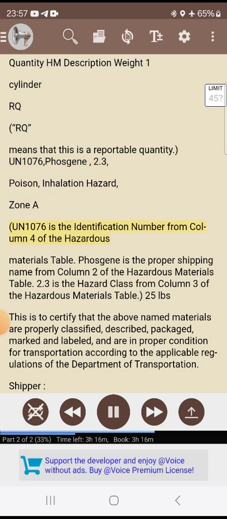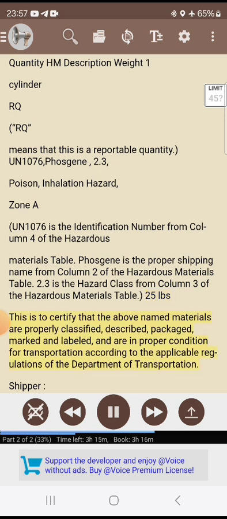UN 1076 is the identification number from column 4 of the hazardous materials table. Phosgene is the proper shipping name from column 2 of the hazardous materials table. 2.3 is the hazard class from column 3 of the hazardous materials table.